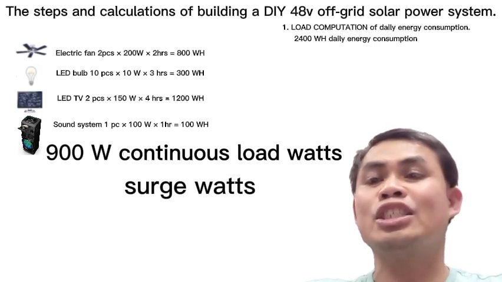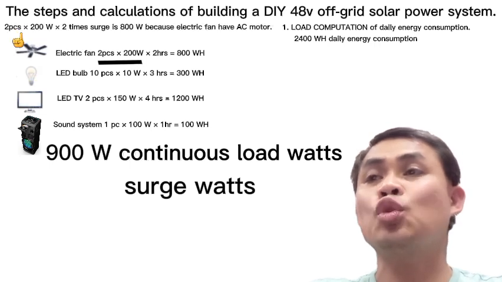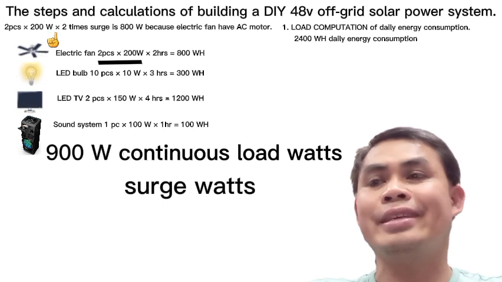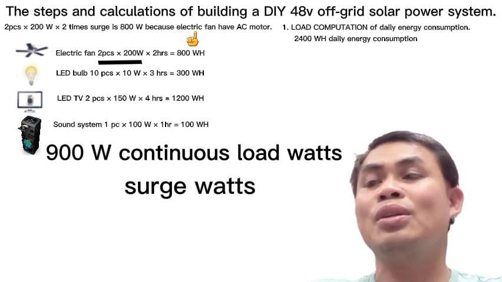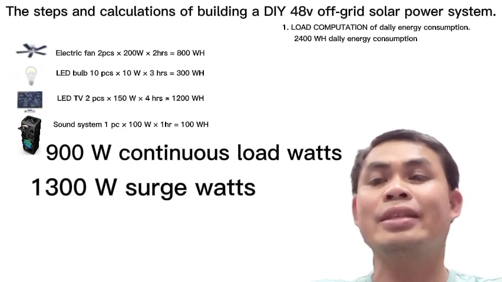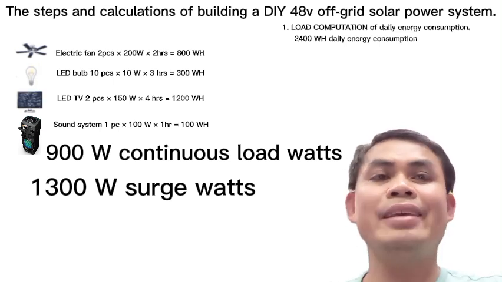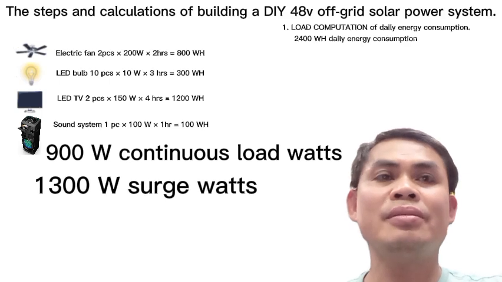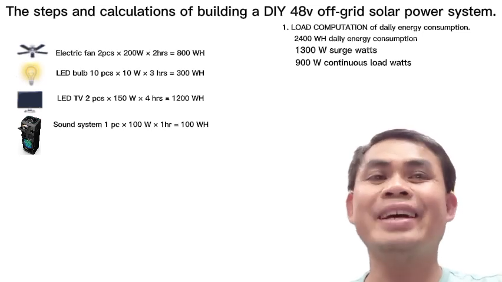But if we find the surge watts, it is only additional on the 2 electric fans, that is 200, so it becomes 800 watts. Then added to the remaining from bulb 100 watts, TV 300 watts, sound 100 watts, it will become 1300 watts surge watts. Now we know already the daily energy consumption, the surge watts and continuous watts. So we can now calculate the battery storage.